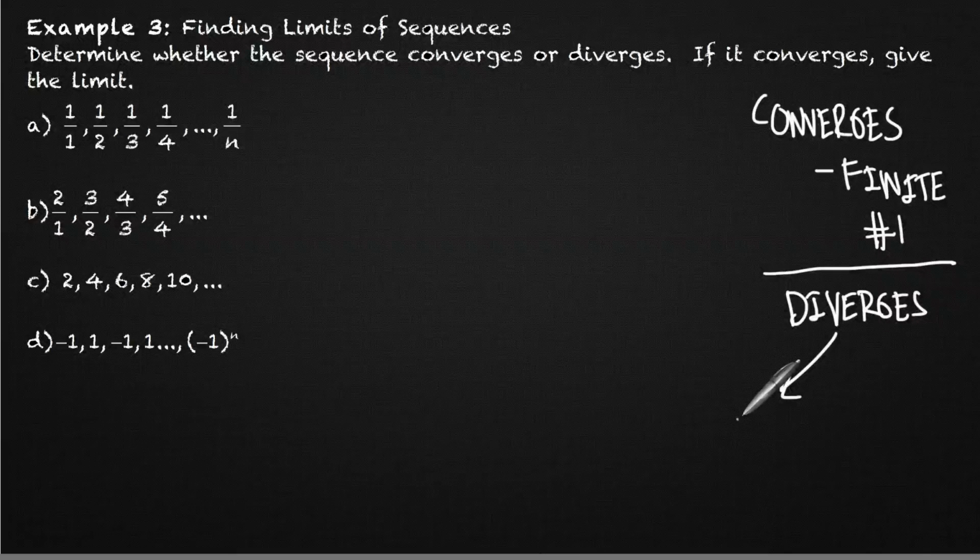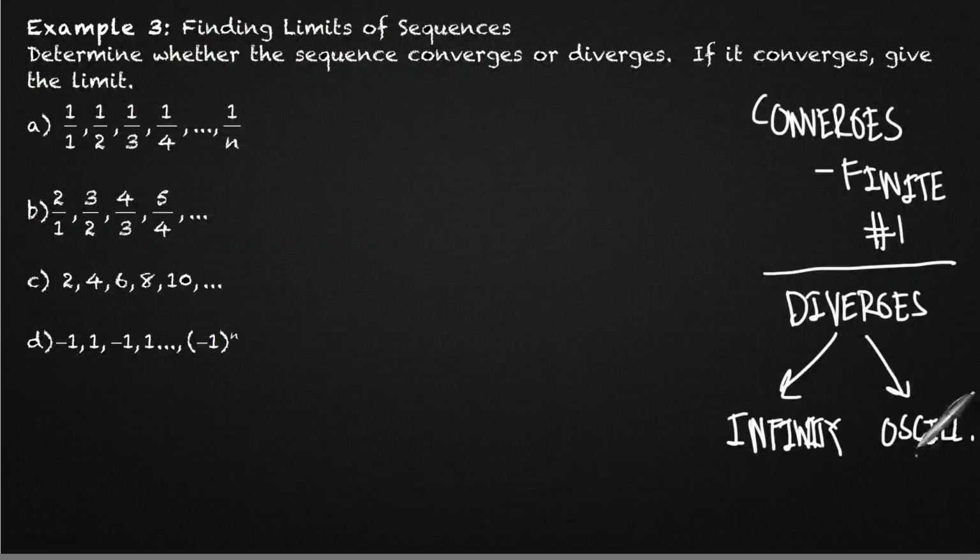Either A, the sequence is heading towards infinity, or B, the sequence is oscillating back and forth between two fixed numbers. And so we really can't determine what the list is heading towards because it keeps oscillating back and forth.